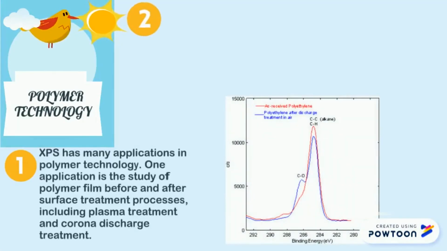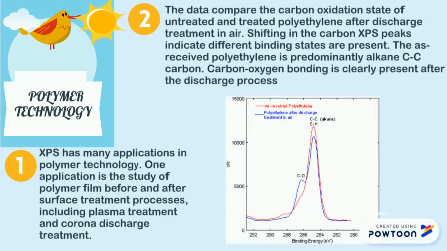Polymer technology. XPS has many applications in polymer technology. One application is the study of polymer film before and after surface treatment processes, including plasma treatment and corona discharge treatment. The data compare the carbon oxidation state of untreated and treated polyethylene after discharge treatment in air. Shifting in the carbon XPS peaks indicates different binding states are present. The untreated polyethylene is predominantly alkene carbon. Carbon-oxygen bonding is clearly present after the discharge process.